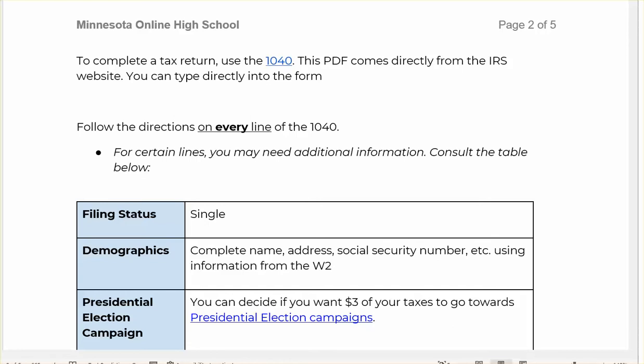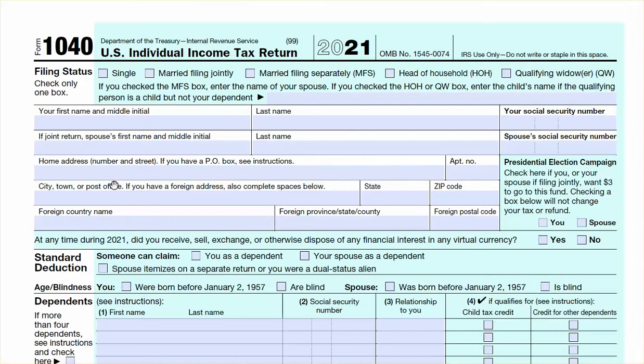To complete the tax return, we're going to use the form 1040. The assignment has the link that opens a fillable PDF that comes from the IRS. We're going to complete every line on the 1040 together. Starting at the top, Angela is single.